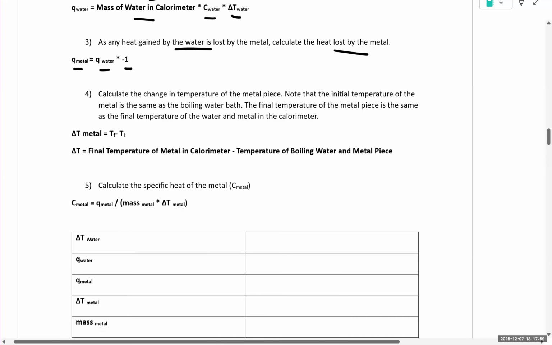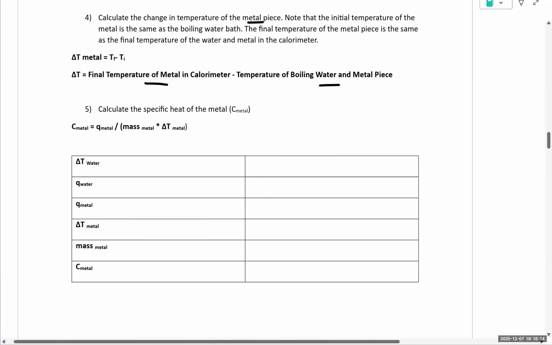We're then going to calculate the change in temperature of the metal piece by taking the difference between the final temperature of the metal in the calorimeter minus the temperature of the heated metal piece, which is the same as the boiling water. From there, we'll be able to calculate the specific heat of the metal by taking the heat lost by the metal divided by the mass of the metal times the change in temperature of the metal.